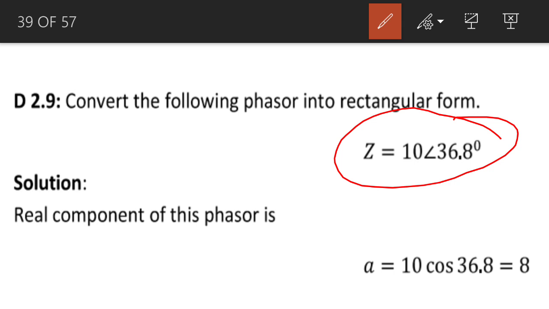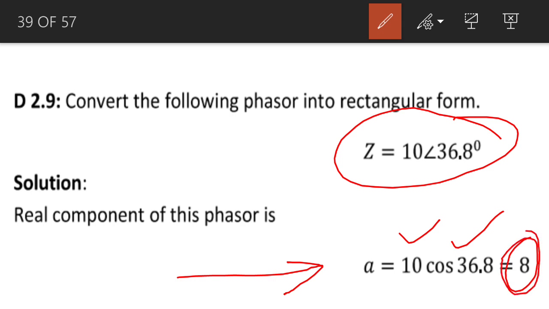So if you want to convert it into rectangular form, we need to find out the real component as well as the imaginary component of this phasor. So the real component of this phasor, which is represented by A, will be equal to the magnitude of this phasor, which is 10, into cos of the angle of the phasor, and the angle of the phasor is 36.8. So the real component will be equal to 10 into cos of 36.8. So the real component is 8.